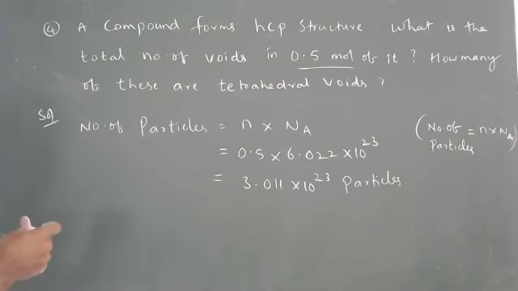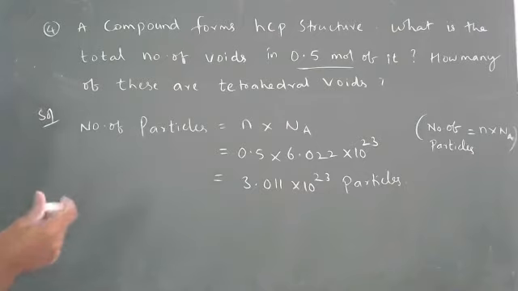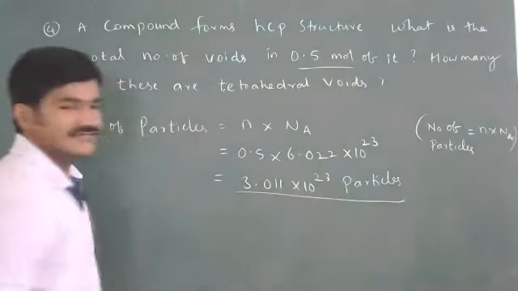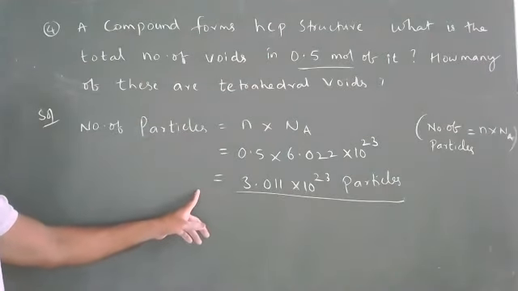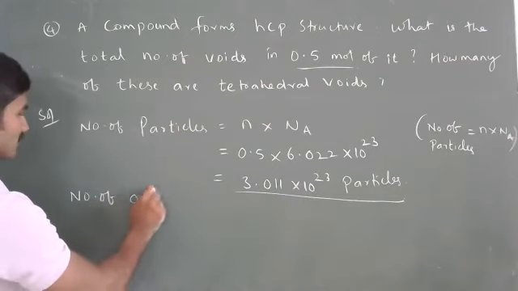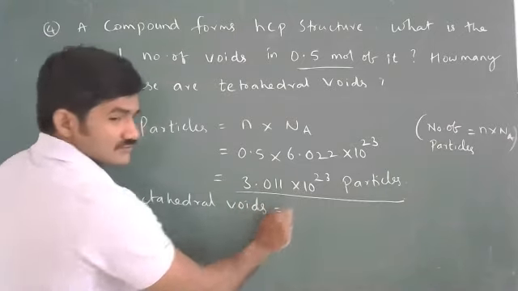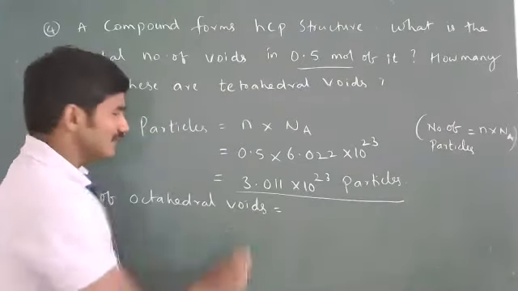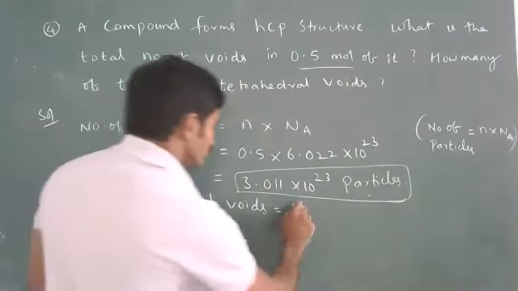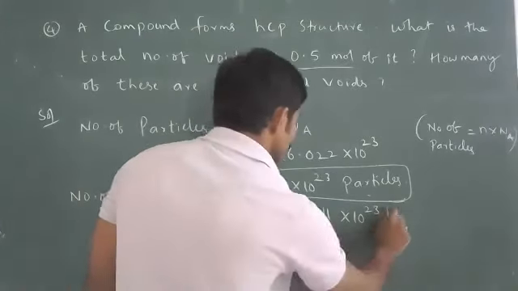Yes. No, not 24. You don't get 24. Okay. You see, so how many particles are there? 3 into 10 power 23 particles are there. So first, number of octahedral voids, you tell me. Number of octahedral voids is equal to number of particles. Yes or no? So it is equal to 3.011 into 10 power 23.